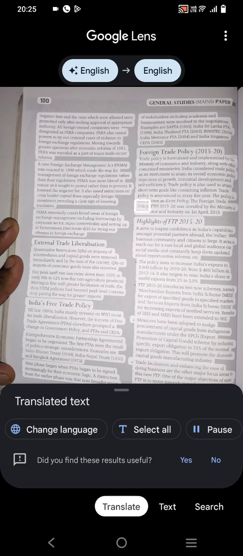The Foreign Trade Policy, FTP, 2015 to 20 was unveiled by the Ministry of Commerce and Industry on the 1st of April 2015.